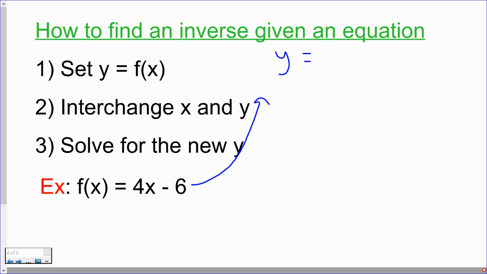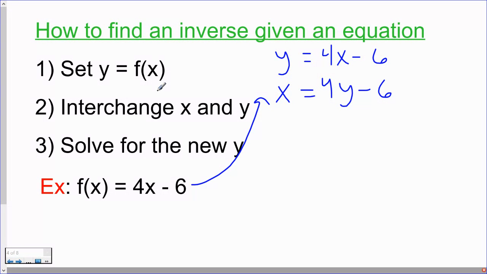Now again, if it already has a y there, then you'll just move on. Skip that step. Then I switch x and y. So here's my y. I'm going to change it to x. And then over here, I see my x. I'm going to change it to y. Notice that the coefficient of 4 and that -6 did not change. In step 2, you're only switching x and y.